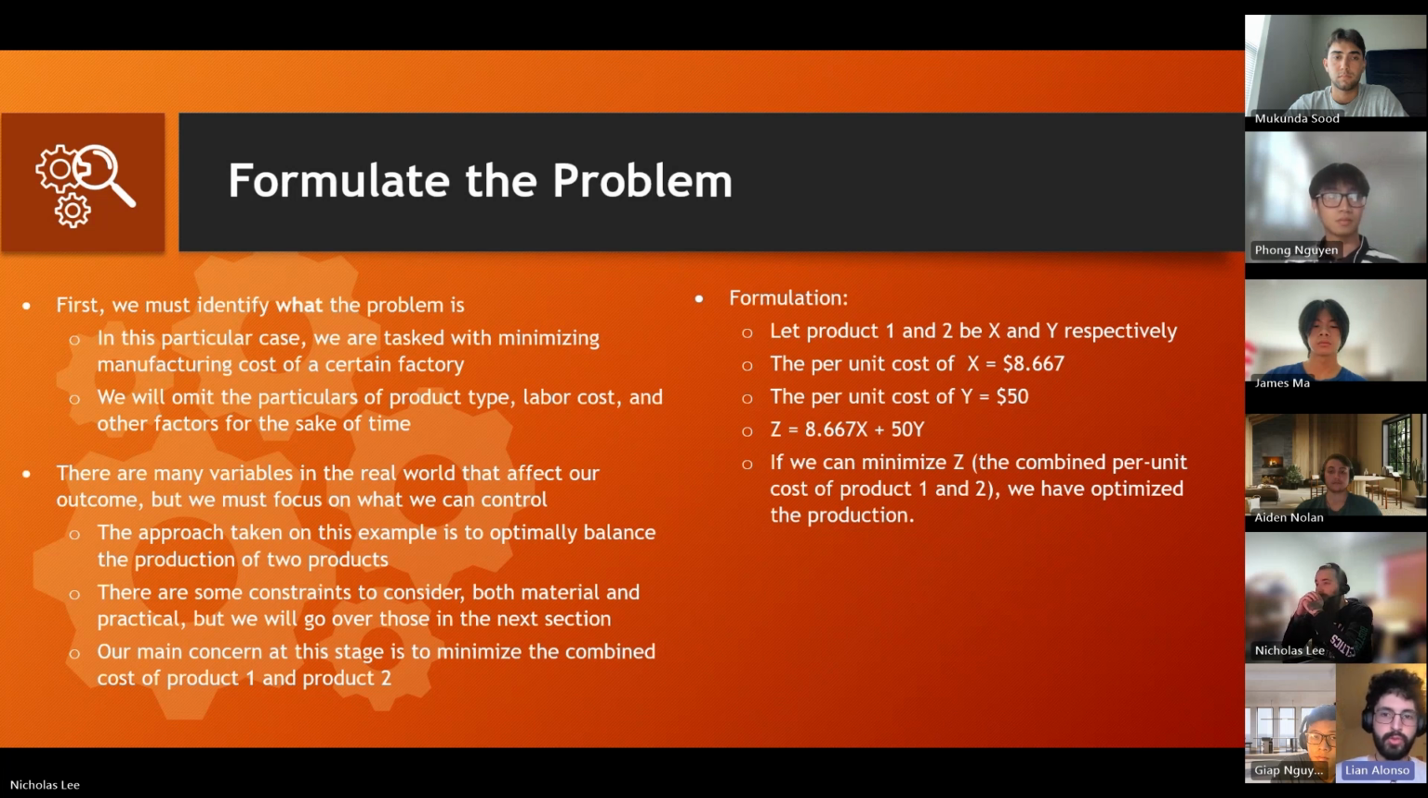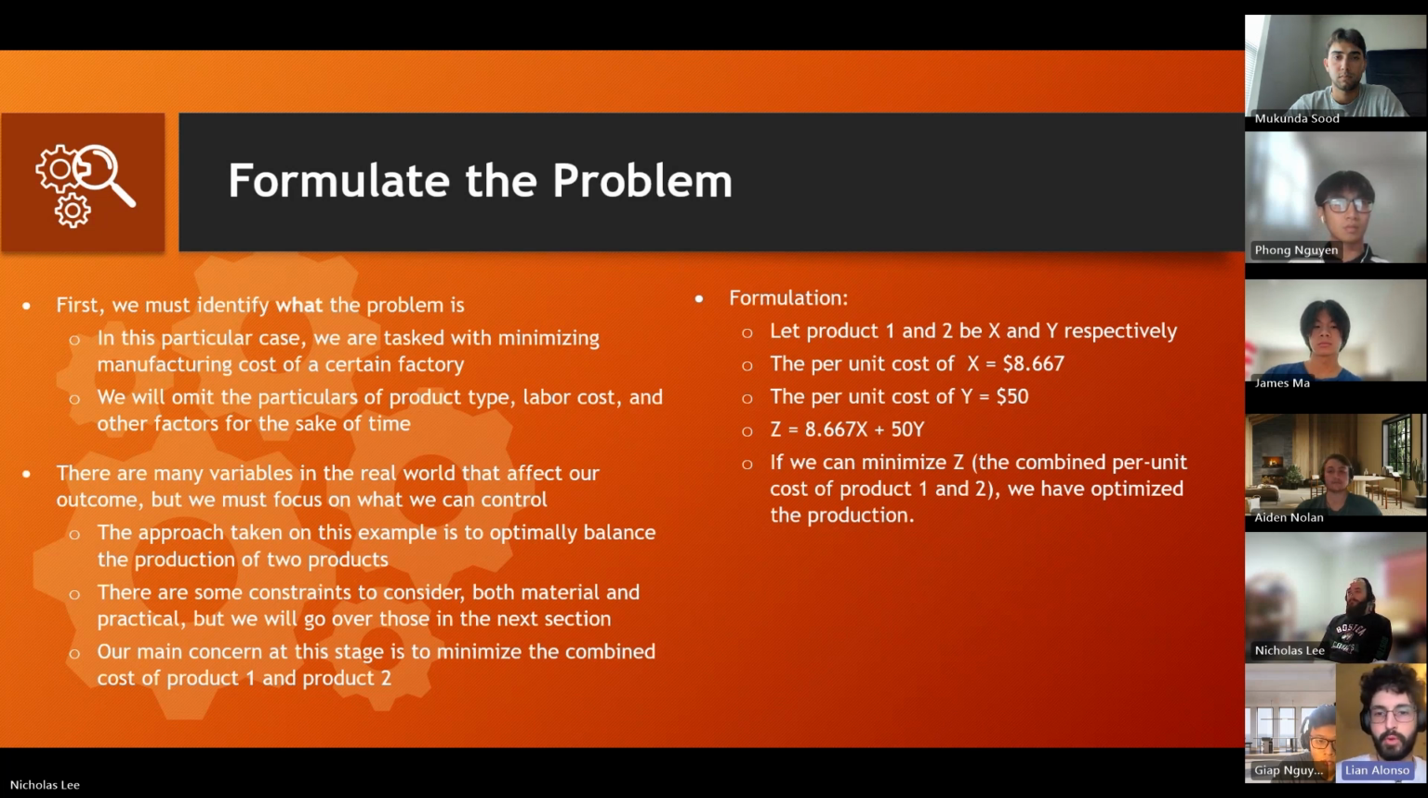Of course, there's a lot that goes into minimizing cost. You've got to look at labor costs, and you've got to look at the product type and the precursors. Some of these factors we're going to omit for the sake of time and simplicity, and we're going to focus on what we can control. So in this case, the approach is to optimally balance the production number of these two products according to their price. Let's say product one and product two are X and Y respectively.